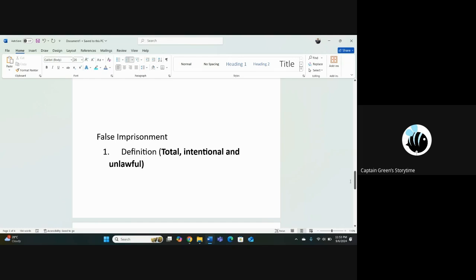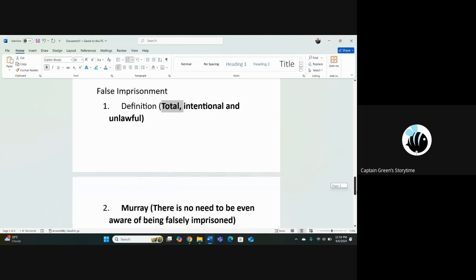So first of all, you should write the definition of false imprisonment, which I stated in the last lecture, and you can copy it from that. Yes, that is total, intentional, and unlawful constraint on the freedom of movement of another person. Perfect. So this definition gives us three elements. First is total, intentional, and unlawful constraint. First, you write the definition.